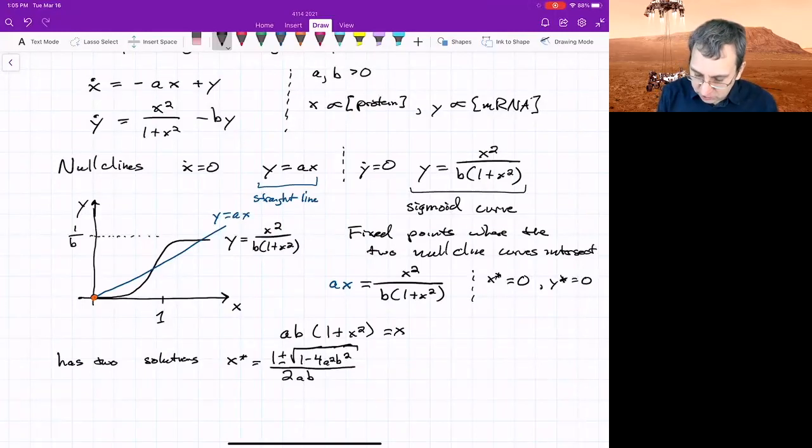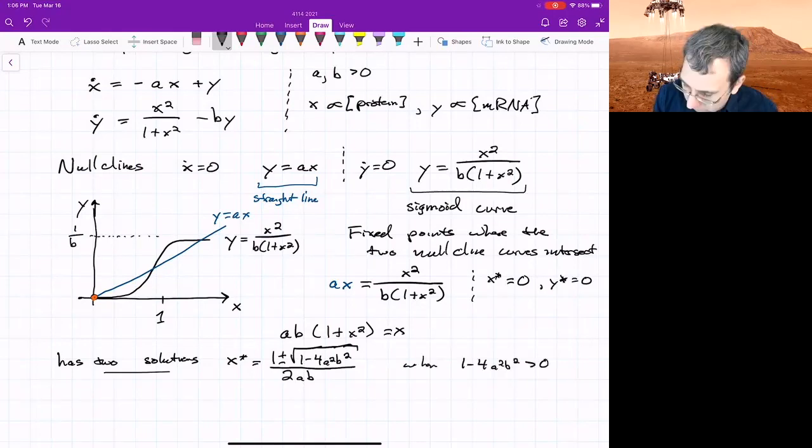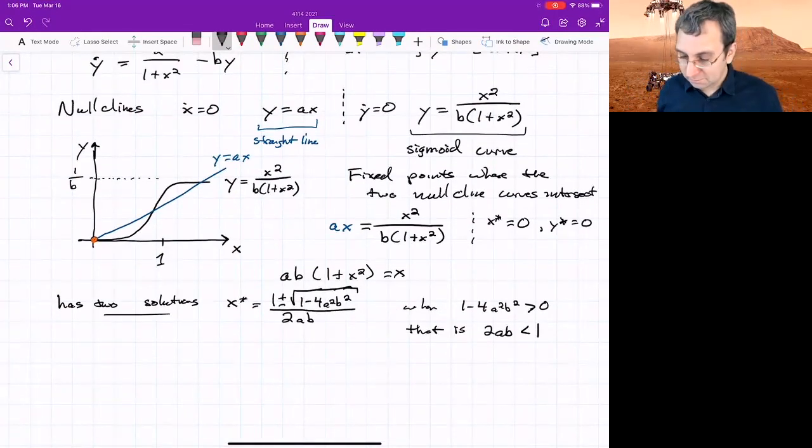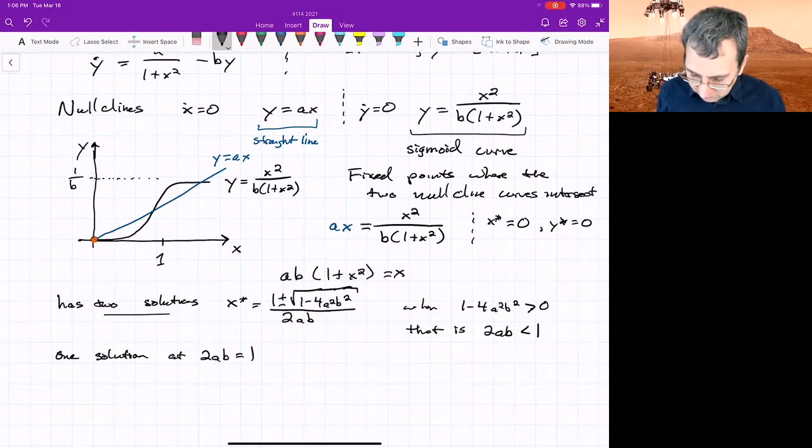So we've got that. This has two solutions when the thing under the square root is positive. So 1 minus 4a squared b squared greater than 0, which is another way of saying 2ab less than 1. And there's only one solution when that equals 0, when 2ab equals 1. That gives us the critical value of a. So it's 1 over 2b.